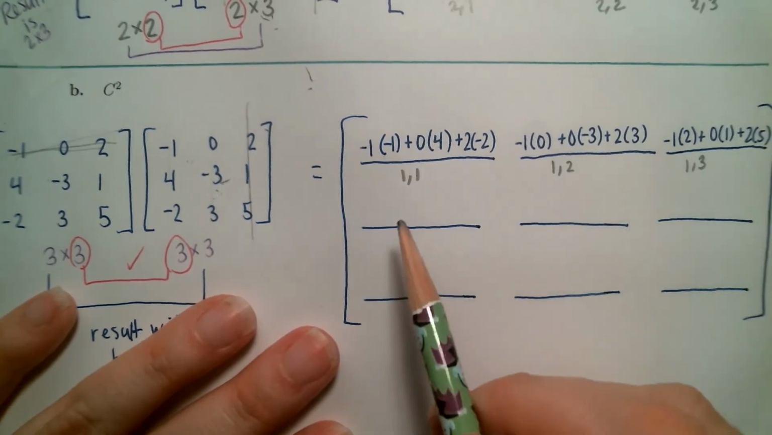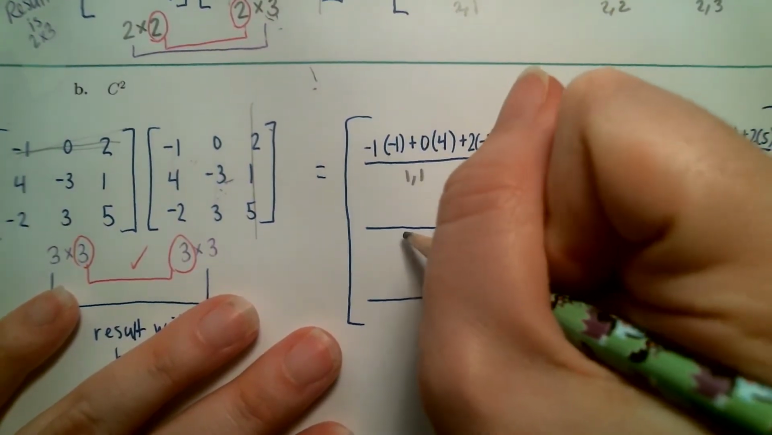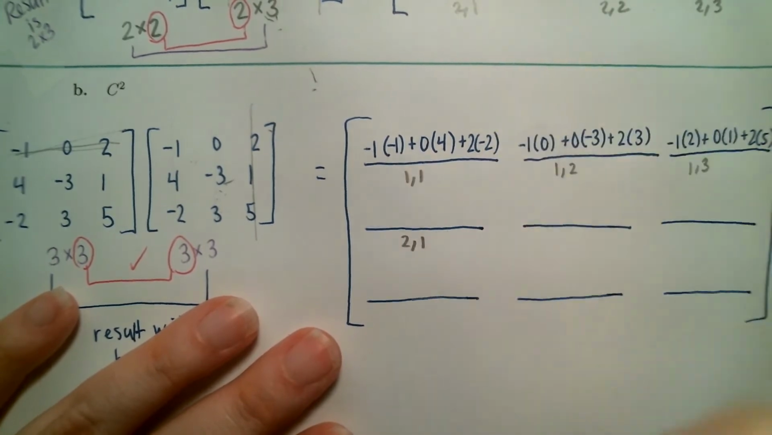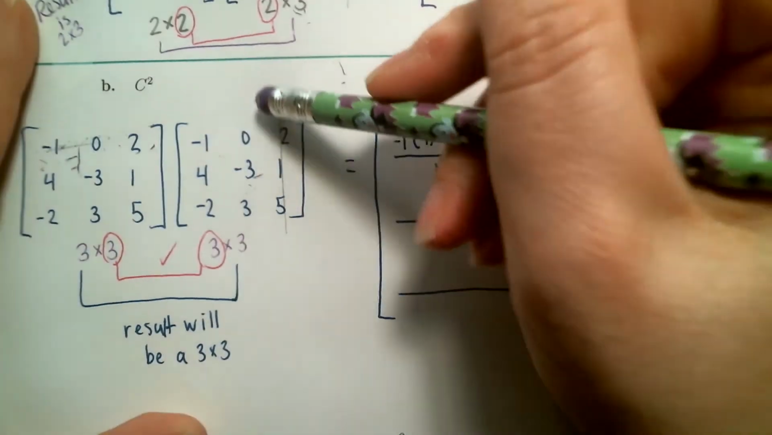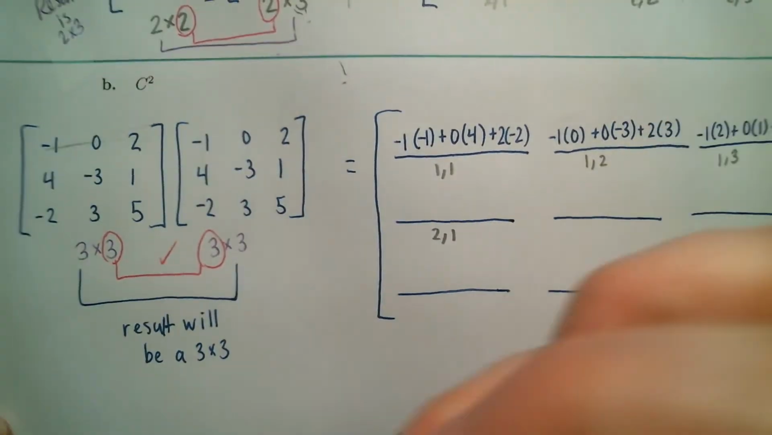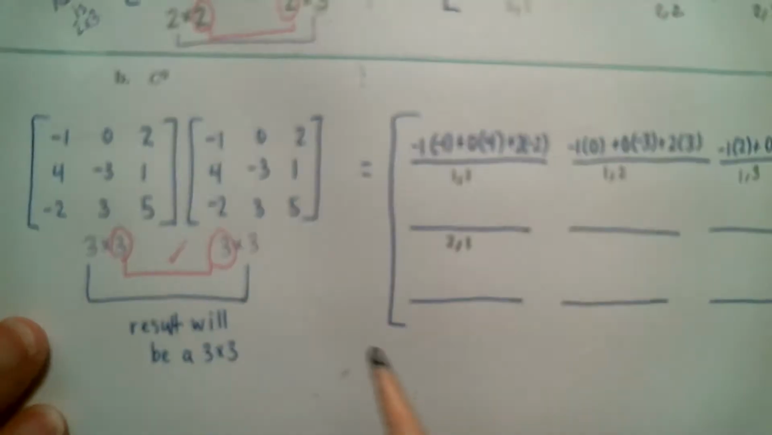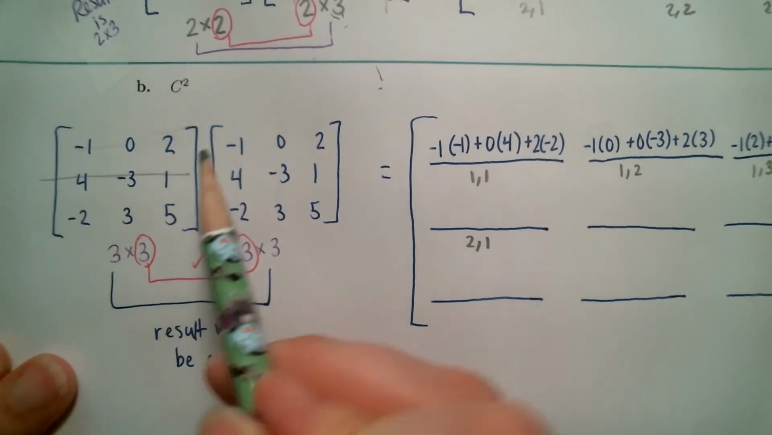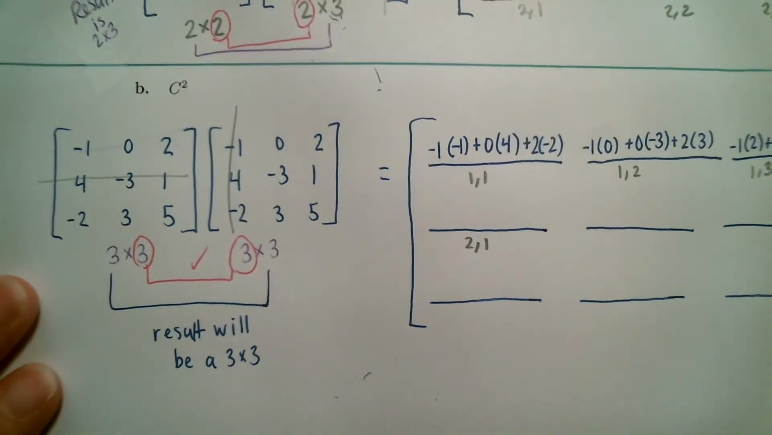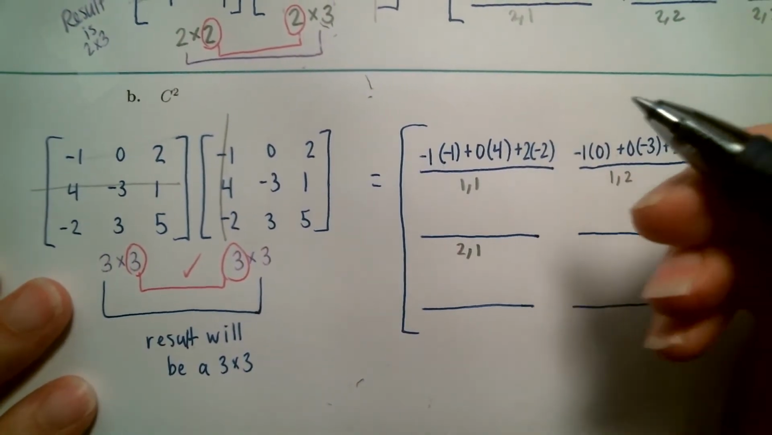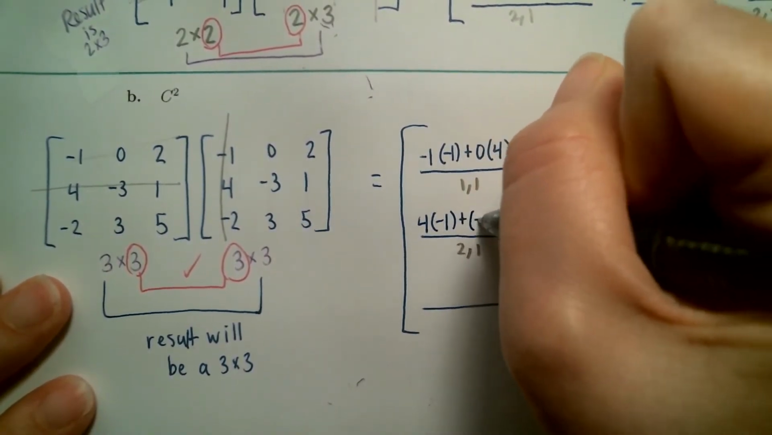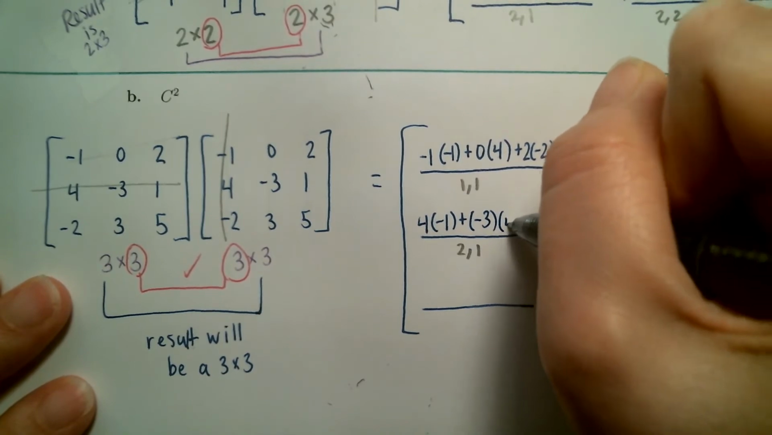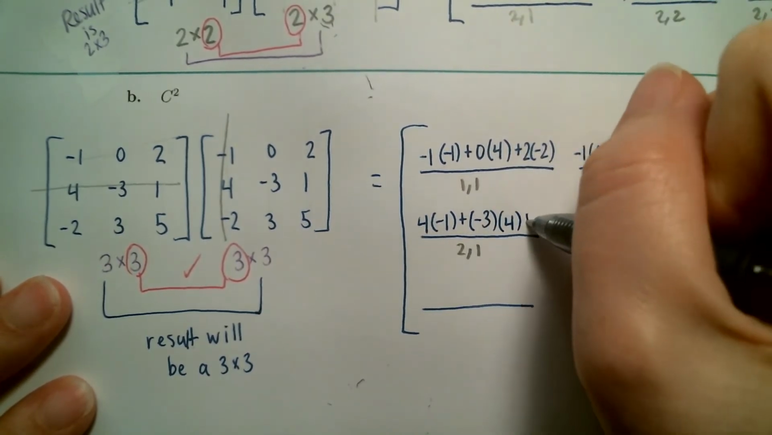We're going to move on to the second row now. This is the second row, first column. Let me erase everything over here. This is going to be a dot product of the second row, first column. So this is 4 times -1 plus -3 times 4 plus 1 times -2.